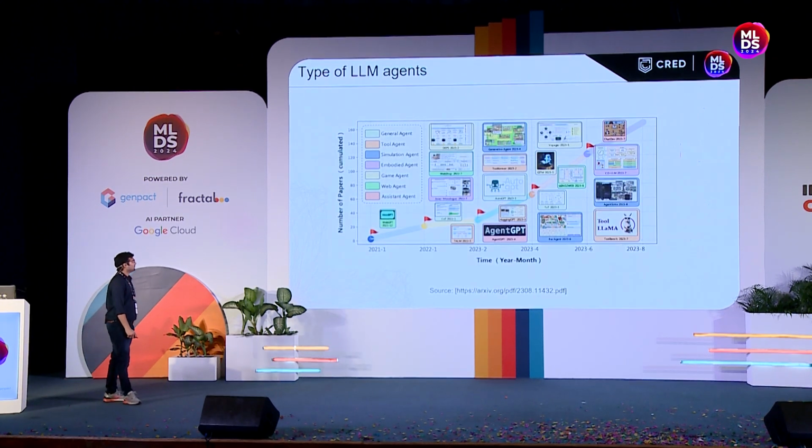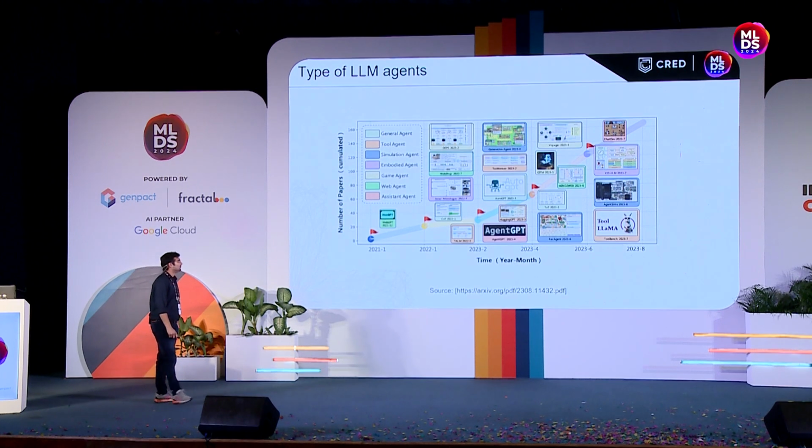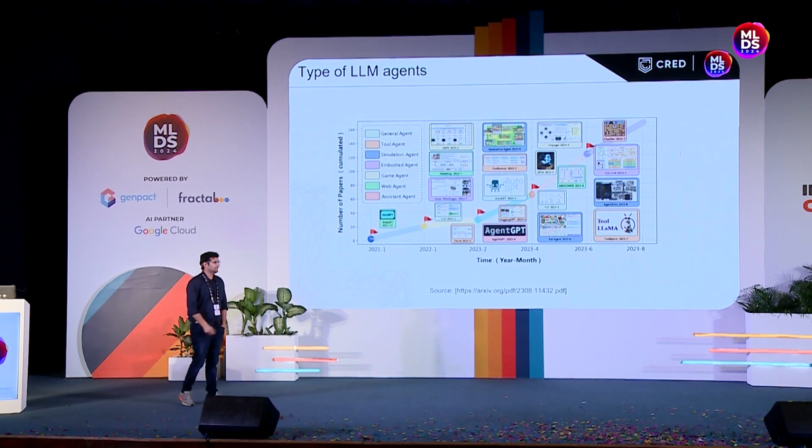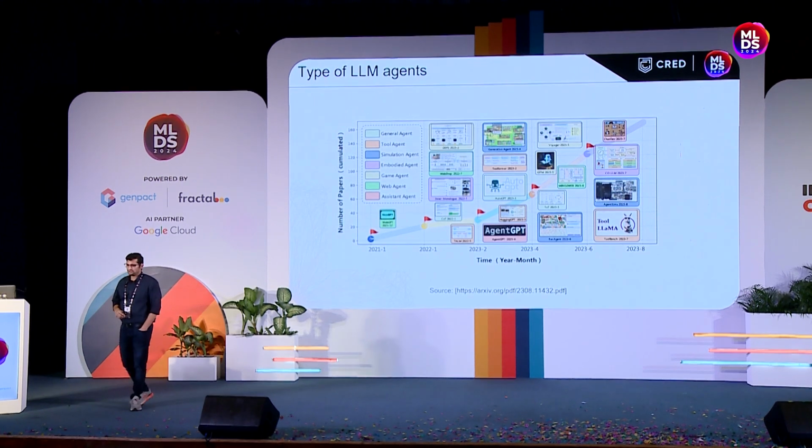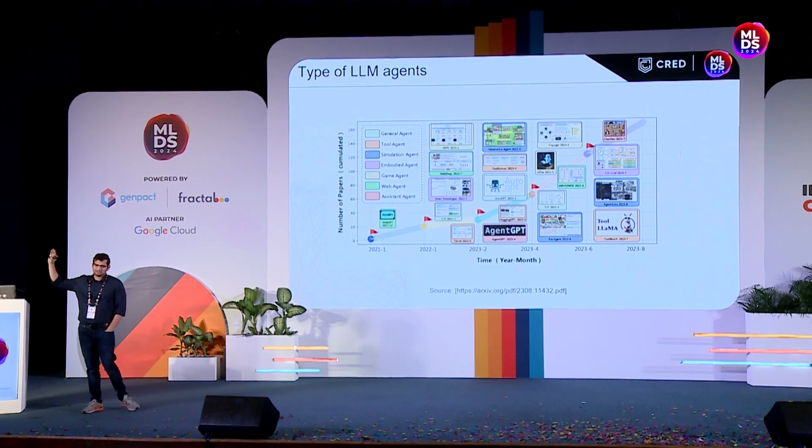This is from a survey that looked at the number of papers we had on LLM agents. In 2021, you just had one or two papers, and now we have more than 150 papers coming out by August 2023. So in two years, the rise has been exponential.